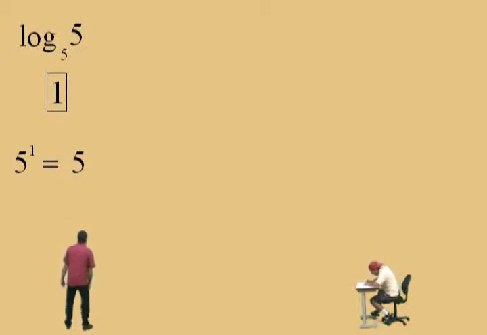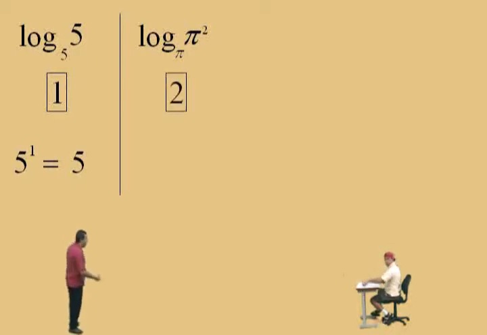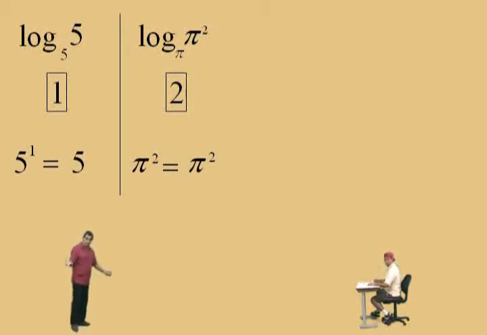Here goes another one, Charlie. Log base pi of pi squared. Now, Charlie, what's this question asking you? Pi to what power is pi squared? That's right. And what is it? 2. You're exactly right. Because pi raised to the second power is equal to pi squared. It's that simple. See, it's confusing.